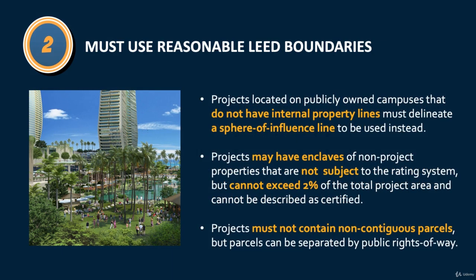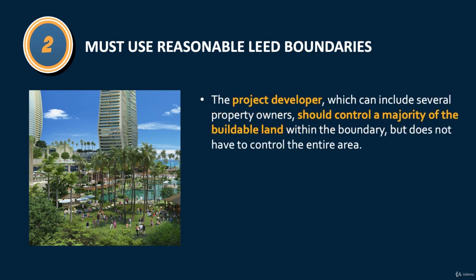Projects located on publicly owned campuses that do not have internal property lines must delineate a sphere of influence line to be used instead. And projects may have enclaves or non-project properties that are not subject to the rating system, but cannot exceed 2% of the total project area and also cannot be described as certified. Projects must not contain non-contiguous parcels, but parcels can be separated by public rights-of-way. And the project developer, which can include several property owners, should control a majority of the buildable land within the boundary, but does not have to control the entire area.